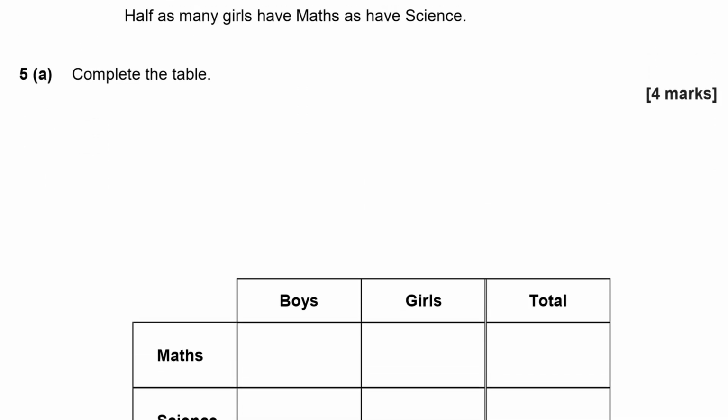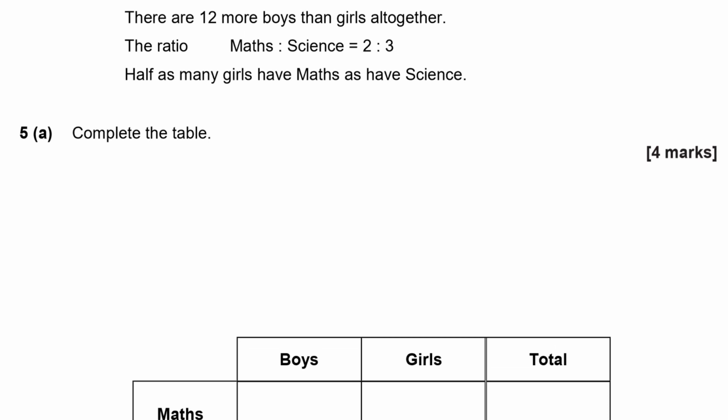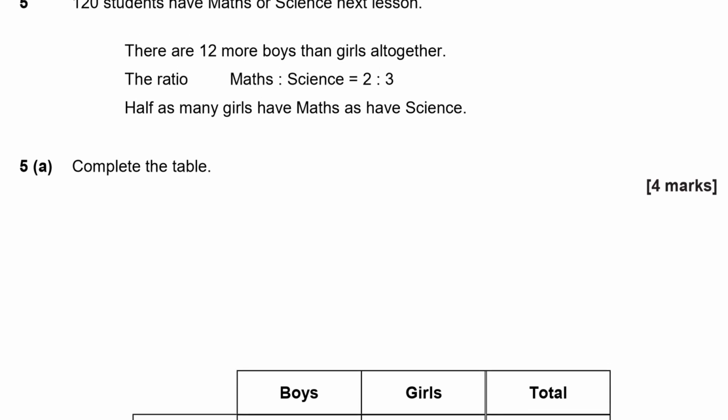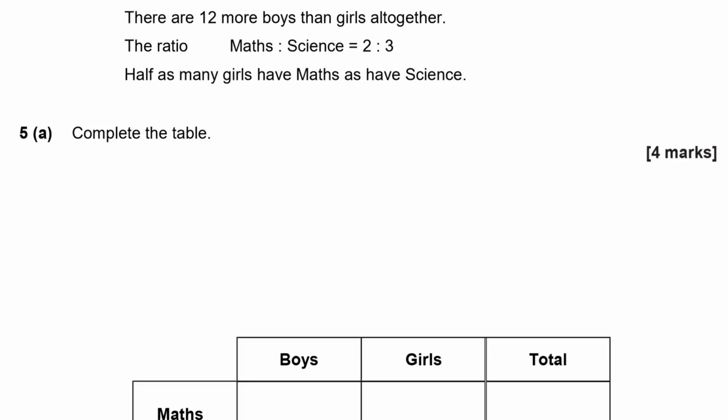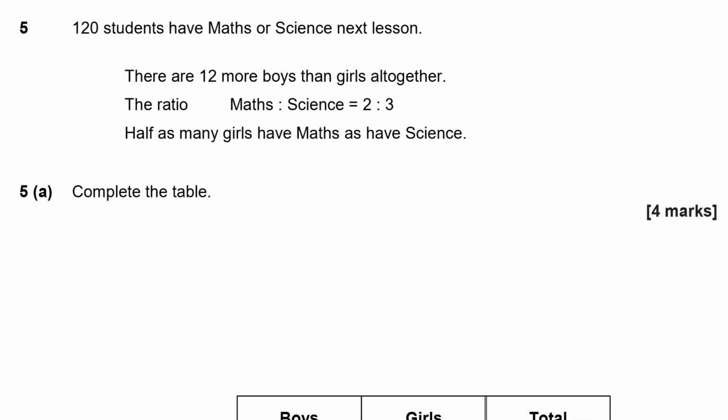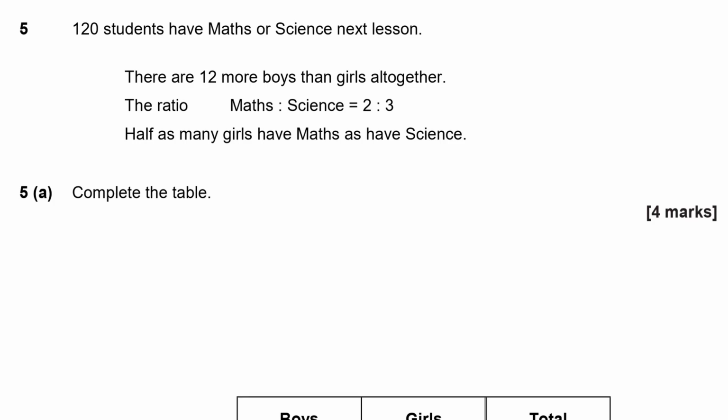Okay, so this is fairly common for the start of questions for the new syllabus. They like to mix different topics together, so you're rarely going to get a probability question on its own. They're mixing it in here with knowledge about ratio and so on. So let's see if we can work it out. Okay, let's just take this first statement here then. There are 12 more boys than girls altogether. Okay, so there are 120 students and there are 12 more boys than girls.